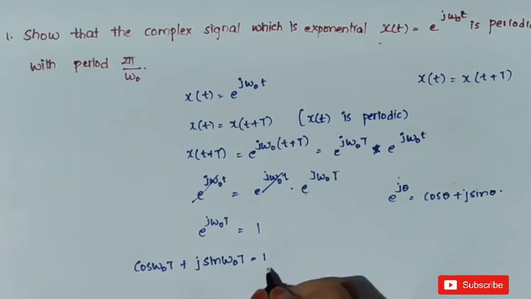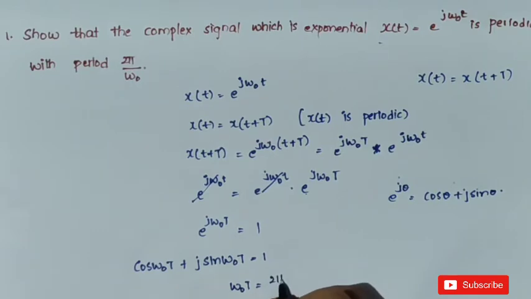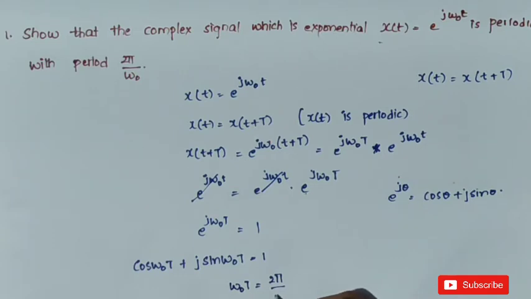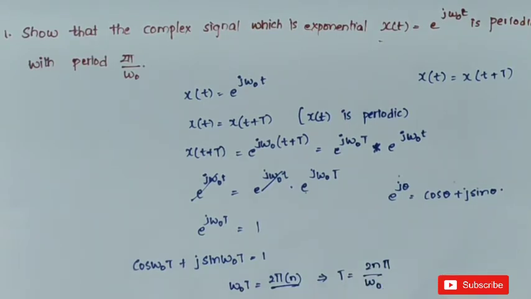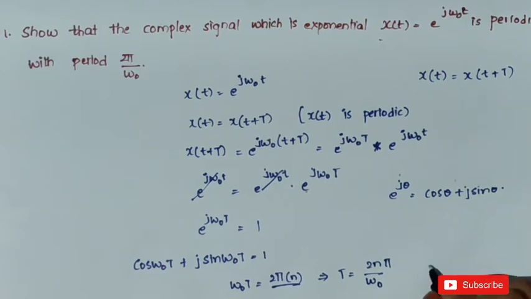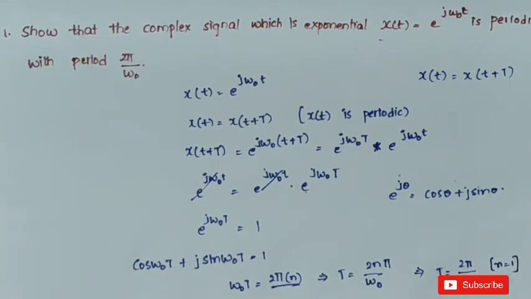This total value is equal to 1 when omega naught T is equal to 2n pi, which implies T is equal to 2n pi by omega naught. But in the question it is given that the period is equal to 2 pi by omega naught. At n equal to 1, it becomes T equal to 2 pi by omega naught. This is called the fundamental period.